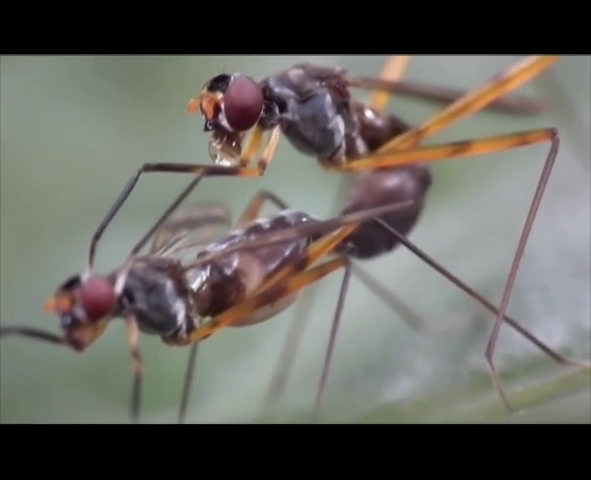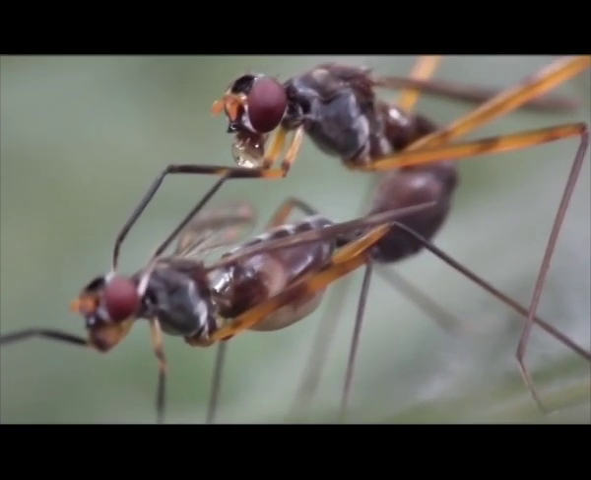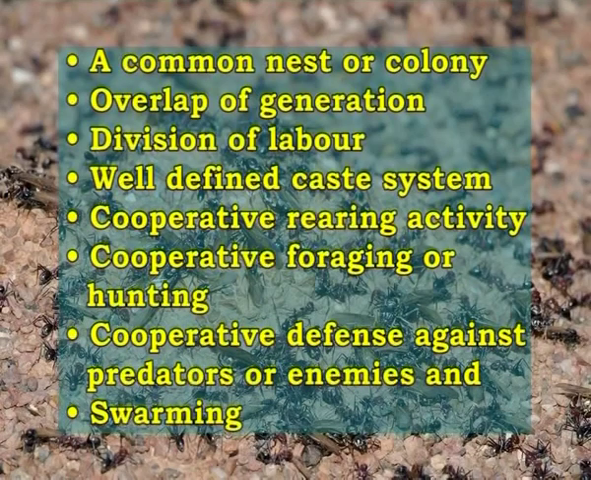However, the level of sociality among these groups of insects varies with specific adaptations that promote survival and reproductive success of the species. Thus, in order to qualify as eusocial, a species must exhibit social behavior and the society should have a common nest or colony, overlap of generation, division of labor, well-defined caste system, cooperative rearing activity, cooperative foraging or hunting, cooperative defense against predators or enemies and swarming.